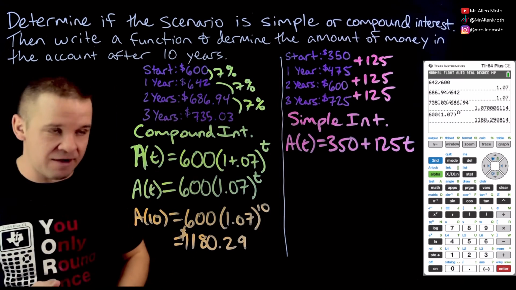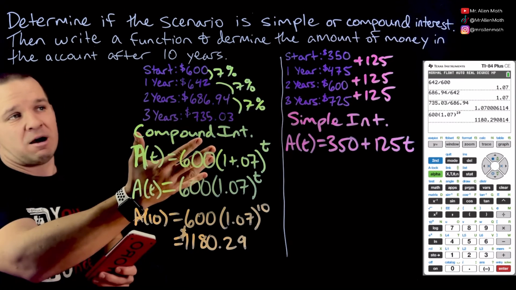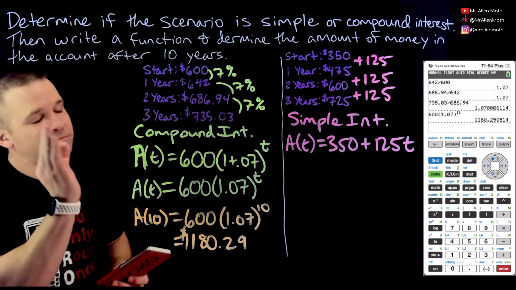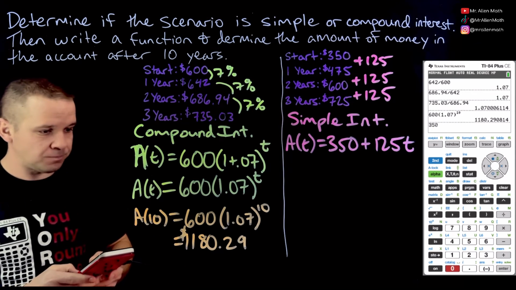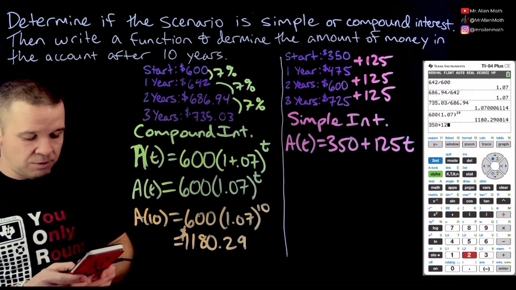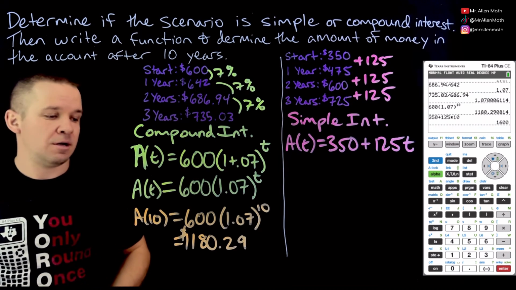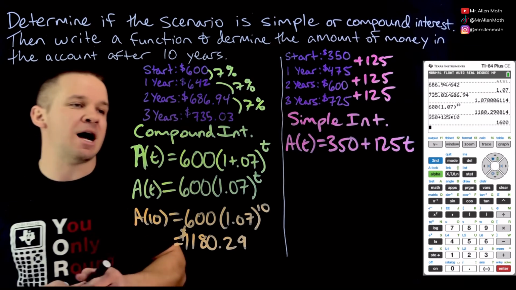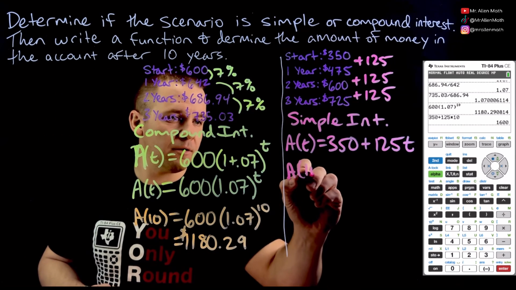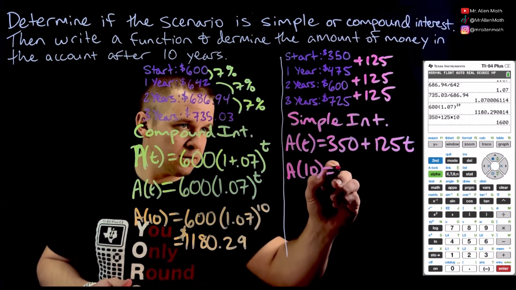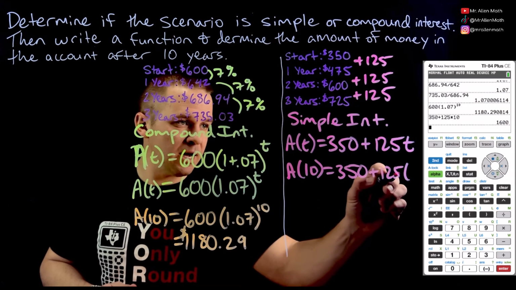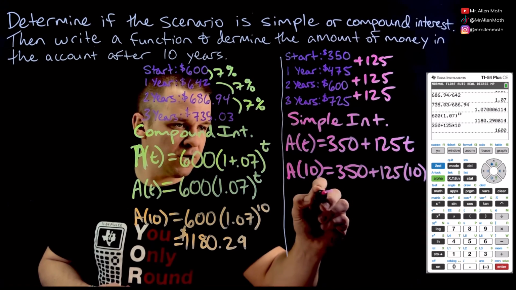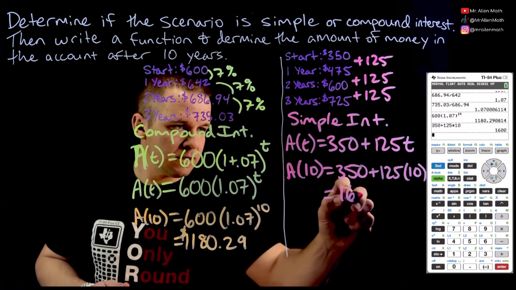Let's see how much they're going to have after 10 years here. Right now I feel like this is kind of the winner, but in the long haul, compound interest is king. So we got 350 plus 125 times 10, and we got $1,600. So A of 10 is, I'll write it all out, 350 plus 125 times 10, which gives me $1,600.